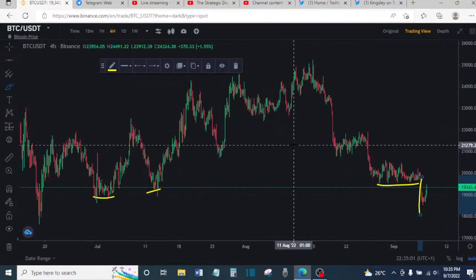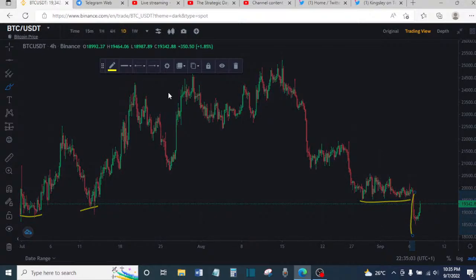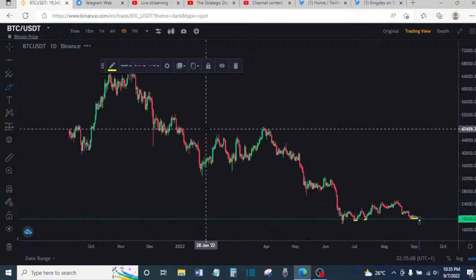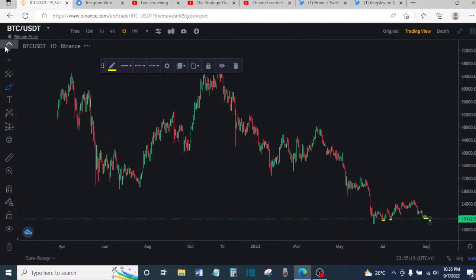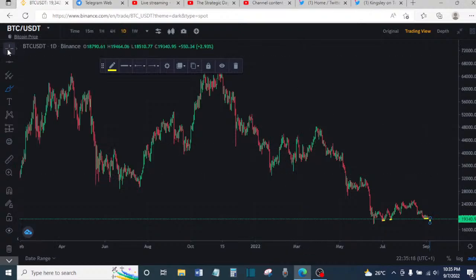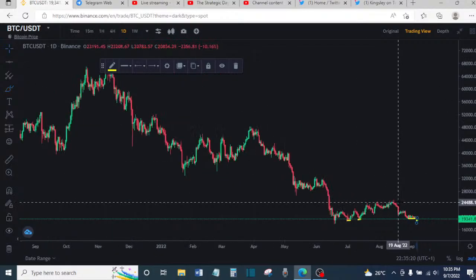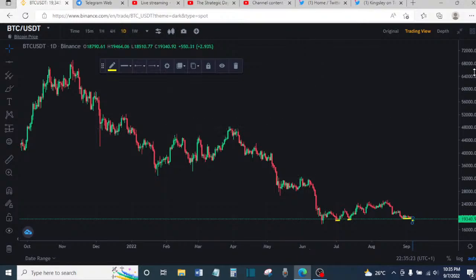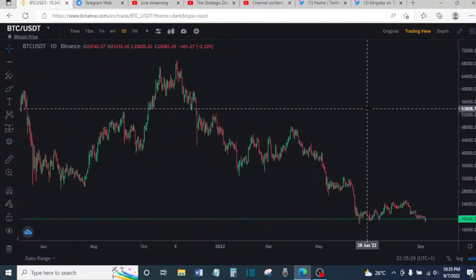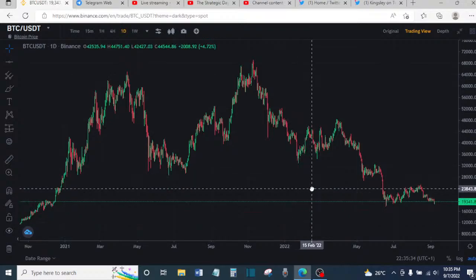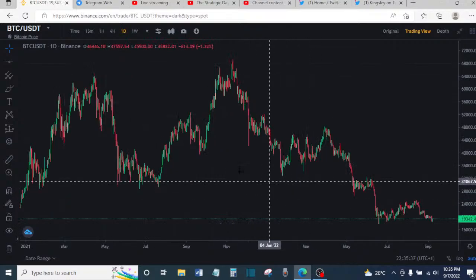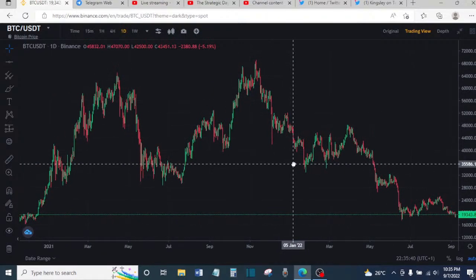Let me switch to the daily time frame so that we can see some of the structures that are available within those areas. It is very important that you note those structures. It is very important that you know those structures. So now this is the daily time frame. On this daily time frame, I want to show you one or two things.